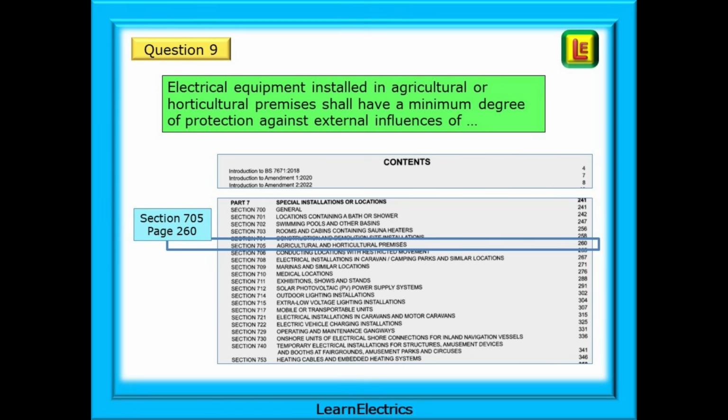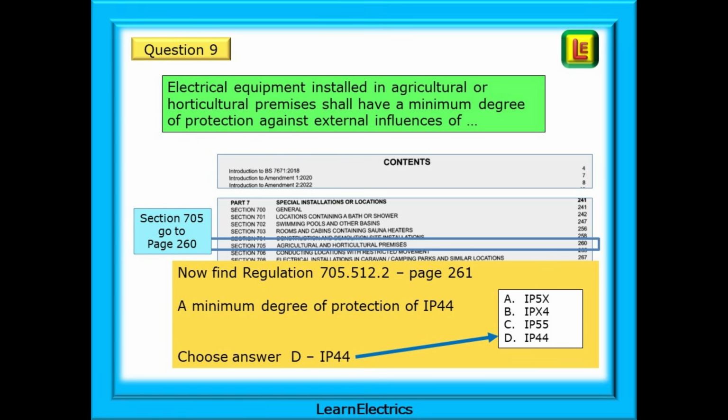Halfway down page 3, we will find section 705, Agricultural and Horticultural Premises, page 260. Let's go there now. Now look for the keyword external influences on page 261 and regulation 705.512.2. The first line tells us that a minimum degree of protection of IP44 is required. We must choose answer D.